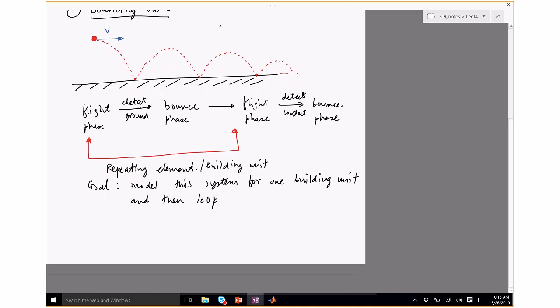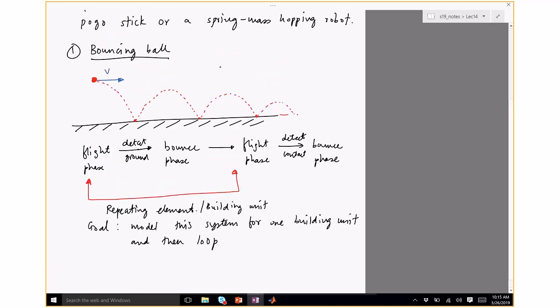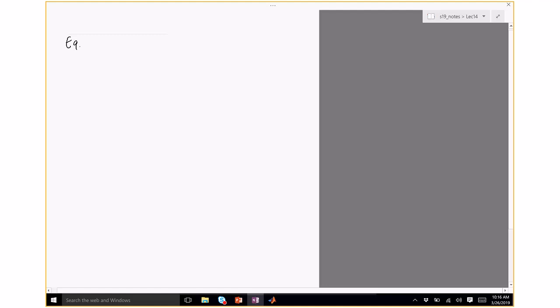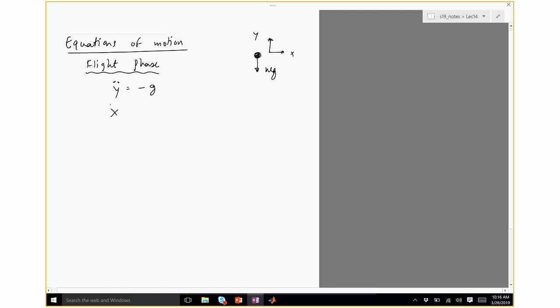This is fairly straightforward for this particular example, because we've seen in our first course in dynamics how to model the equations of motion of a ball falling under gravity. In fact, we did it last time. So I'm going to write the equations of motion. The first step is the equations of motion for the flight phase. If you want, you can derive it using Euler-Lagrange or Newton's laws. It's essentially the acceleration in the y direction is minus g, and the acceleration in the x direction is zero.